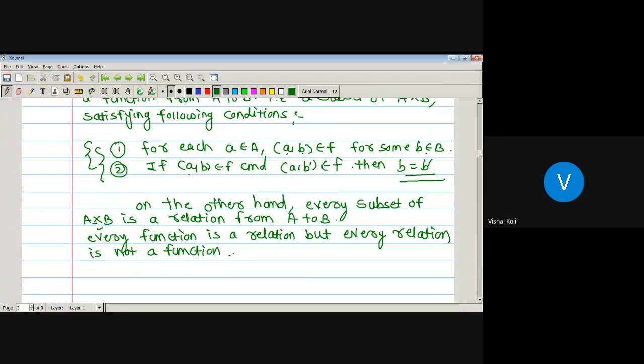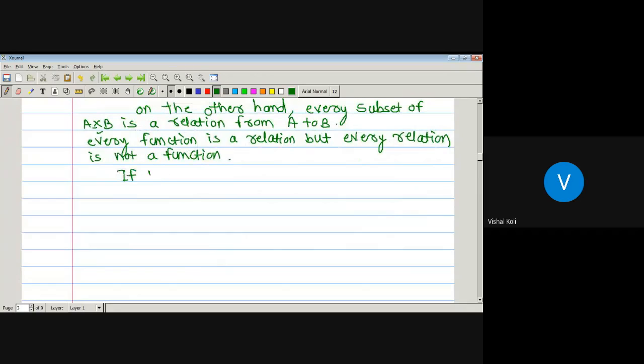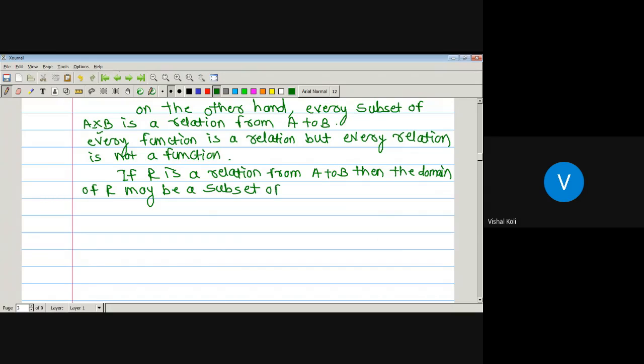Now, if R is a relation from A to B, then the domain of R may be a subset of A. Since every subset of A cross B is a relation from A to B, if we take one relation R from A to B, then the domain of this R may be a subset of A. Maybe it is equal to A or it is a subset of A.